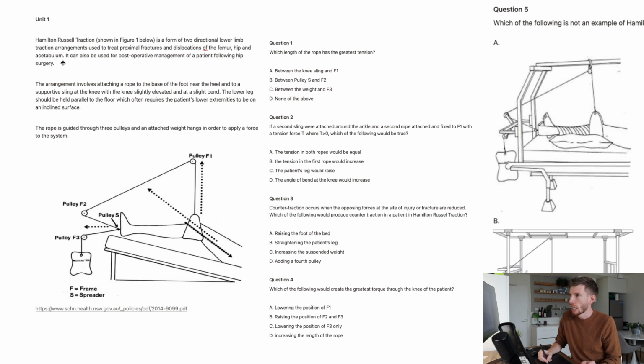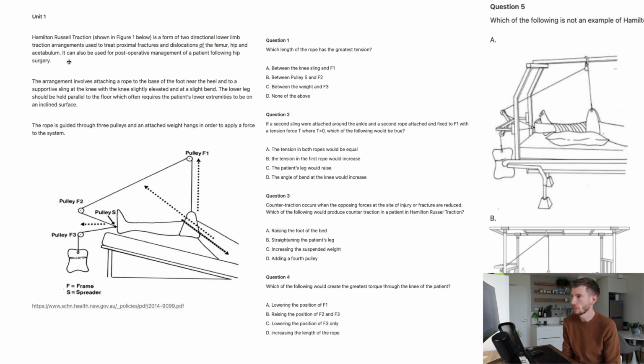So with Unit 1, we've got Hamilton-Russell traction shown in Figure 1 below. It is a form of two-directional lower limb traction arrangements used to treat proximal fractures and dislocations of the femur, hip, and acetabulum. It can also be used for post-operative management of a patient following hip surgery. So anybody who's interested in orthopedic surgery, this is right up your alley.